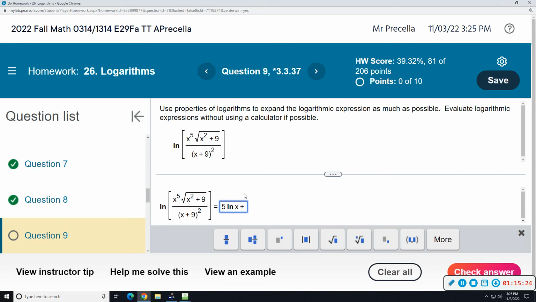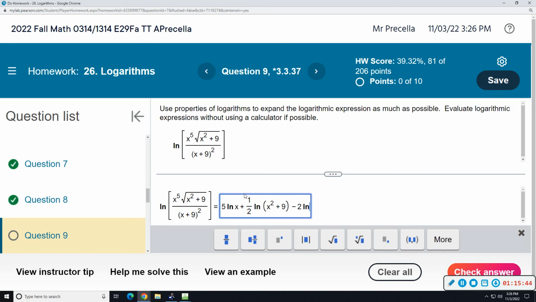And then 1/2 ln. You have to enclose the x squared plus 9 in parentheses. And then we have a minus 2 ln.